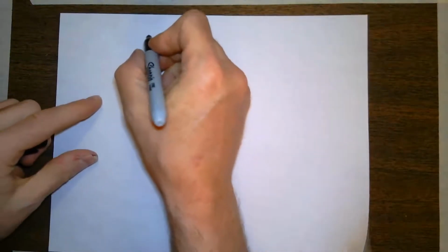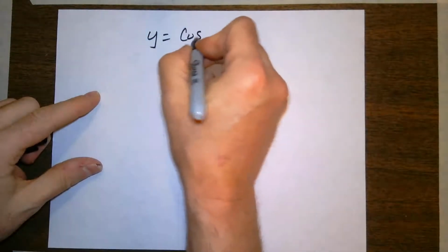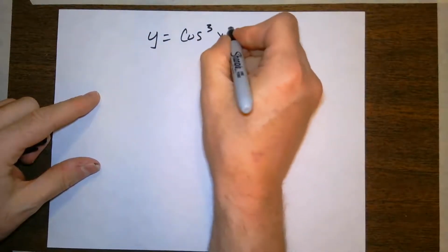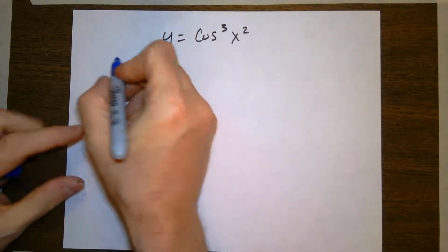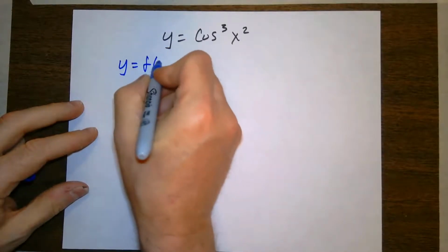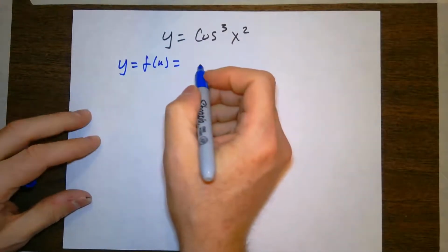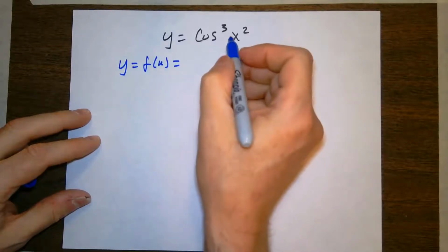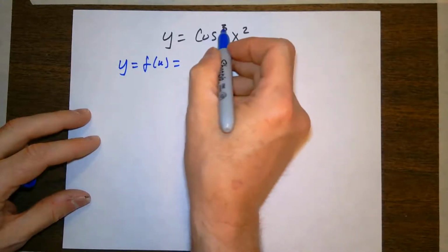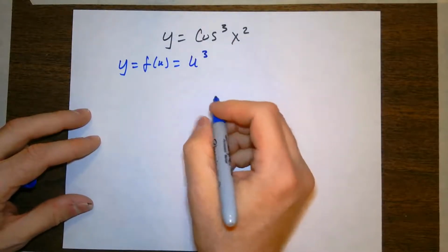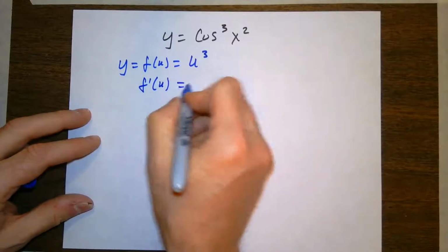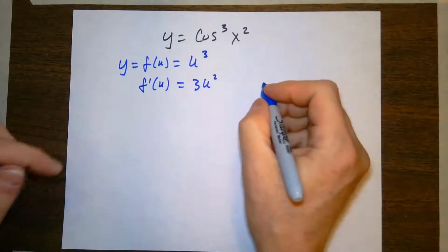So my next example, suppose y is equal to the cosine cubed of x squared. Now this one, there's a lot more going on. Take a look at this one for a moment, and let's break it down. What's my outside function? Y equals f of u. The outside function is really, I've got something to the third power. Remember, cosine cubed, I could put parentheses around the whole thing to the third power. So u cubed, and I know the derivative of the outside function is 3u squared.